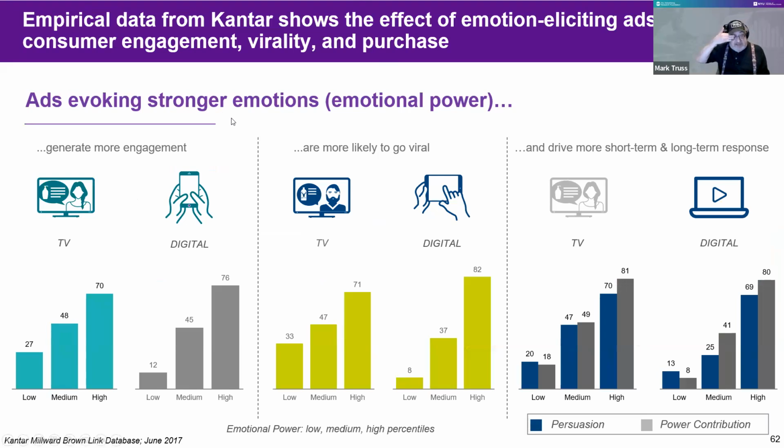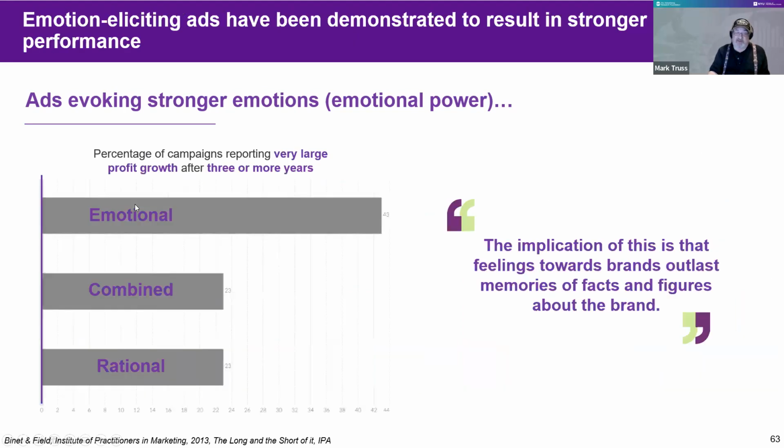Here's some data from Kantar that shows ads that evoke stronger emotions generate more engagement. And this is across platforms. This is showing ads with low, medium, and high emotional content. Level of engagement goes up, whether it's TV or digital. Potential to go viral increases dramatically, regardless of the channel and the medium. And the likelihood to drive more short-term and long-term response, right, sales, I'm guessing, increases also with more emotional content across both platforms. So the data supports this as well.